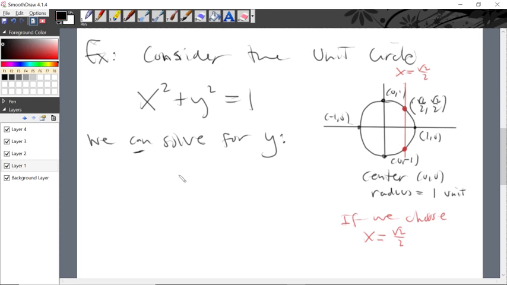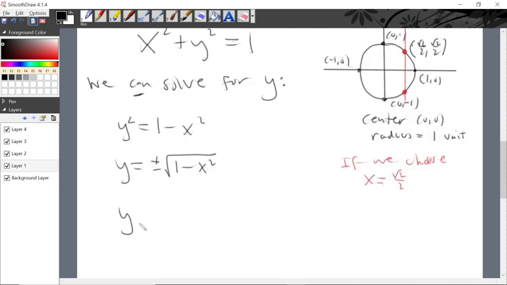We can see that symbolically if we try to solve this equation for y. We get y squared is equal to 1 minus x squared, and solving for y, we get y is equal to plus or minus the square root of 1 minus x squared. This means that either y is equal to the positive square root of 1 minus x squared, or y is equal to the negative square root of 1 minus x squared. How do we interpret these geometrically?